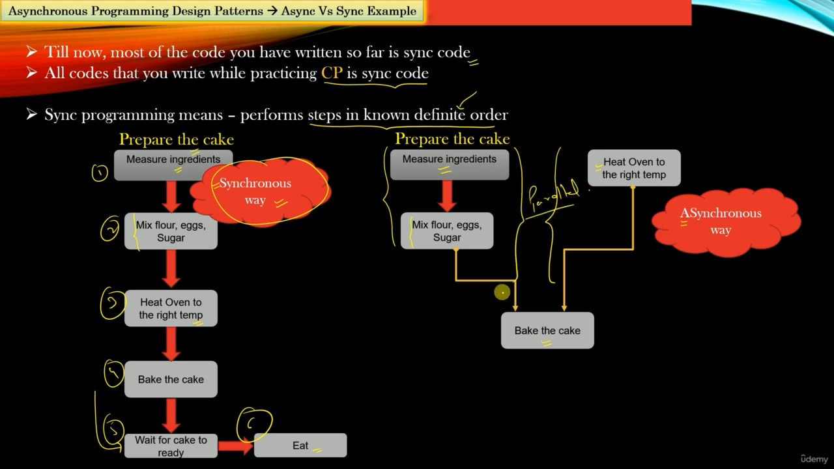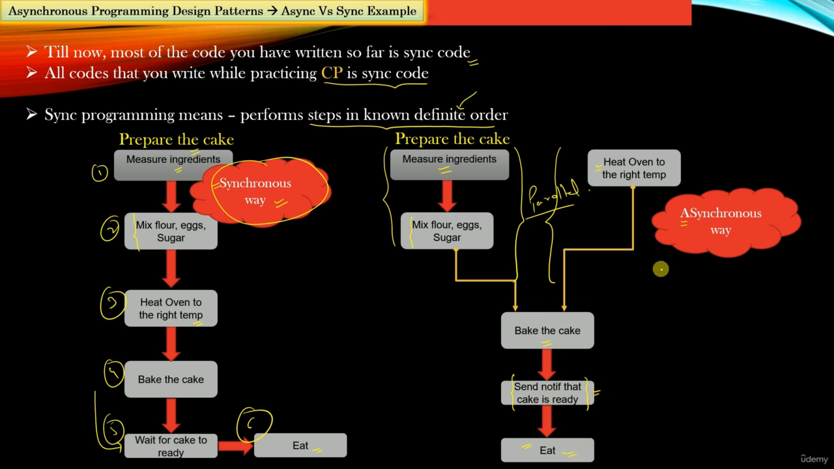Then going further, let us suppose that your oven is automatic and it sounds an alarm when the cake is baked. Your baking machine generates an alarm which tells you that your cake has been baked. And once your cake is ready, then you start eating the cake.